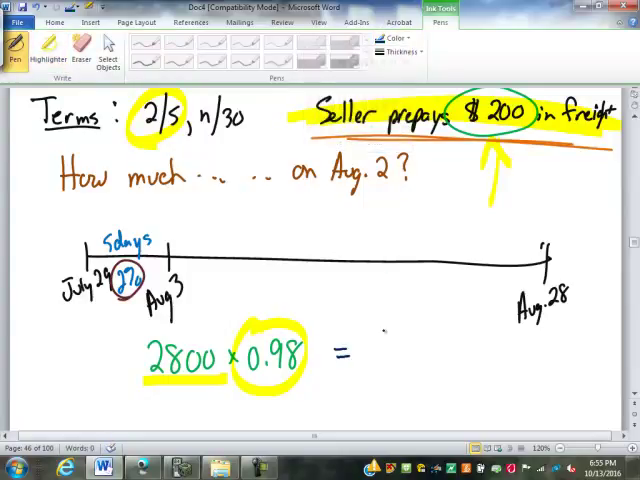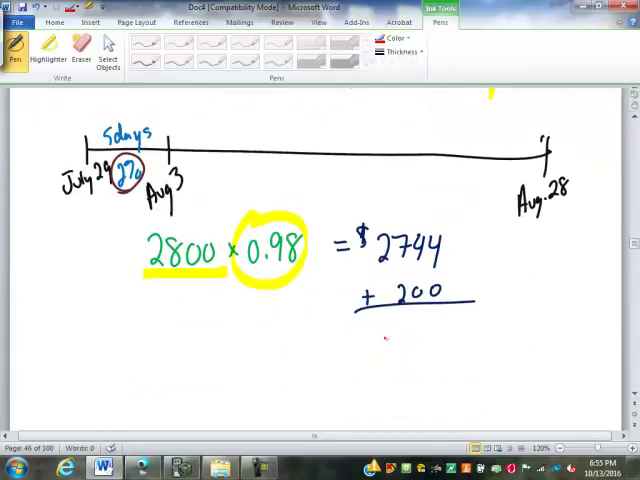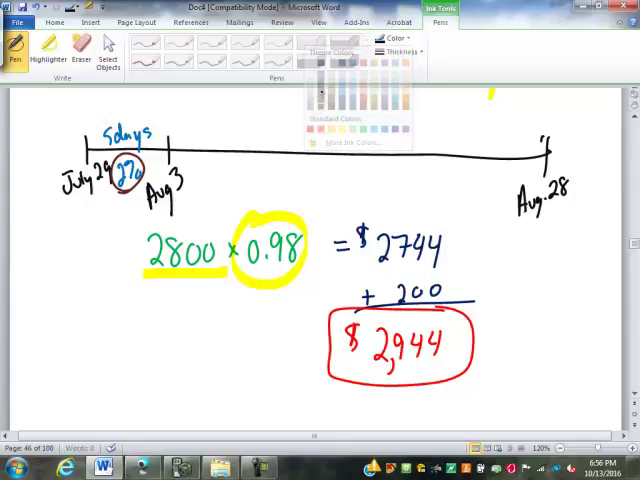So, 2,800 times 0.98 is what, 2,744? Does that look right? Taylor says yeah. Okay. And then we do have to add the $200 in freight. You get 2,944. But the key is you cannot put the freight in there until after you've taken the discount. You never get a discount on freight.